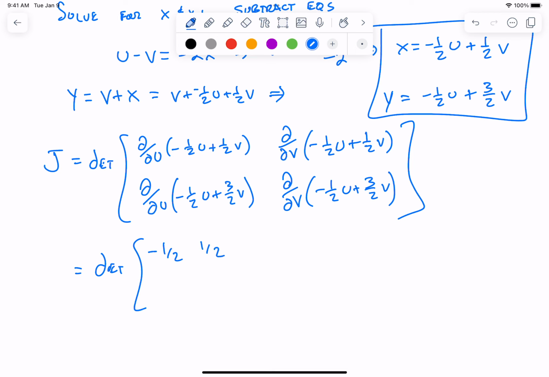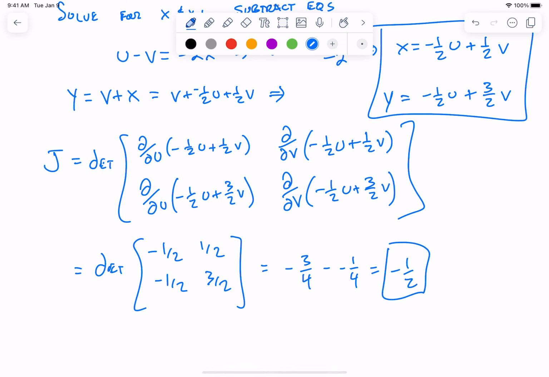Now, these partials come out actually very clean. They're all linear functions, so the partials are just constants. So what do we get for our Jacobian? Here we get negative 3/4 minus negative 1/4. So we actually get negative 3/4 plus 1/4, which becomes negative 1/2. So there's my Jacobian. Here it ended up being a constant.